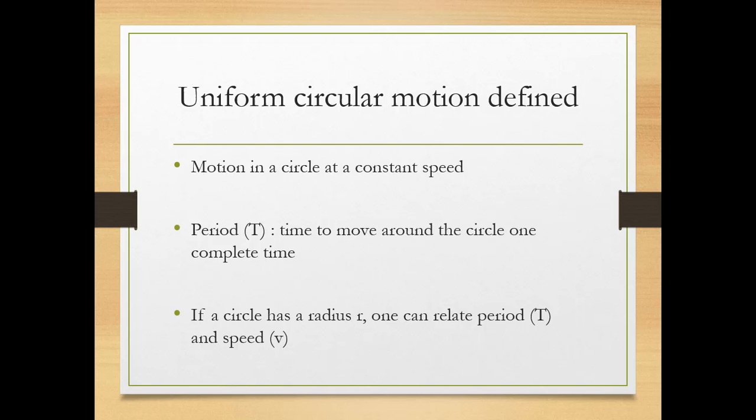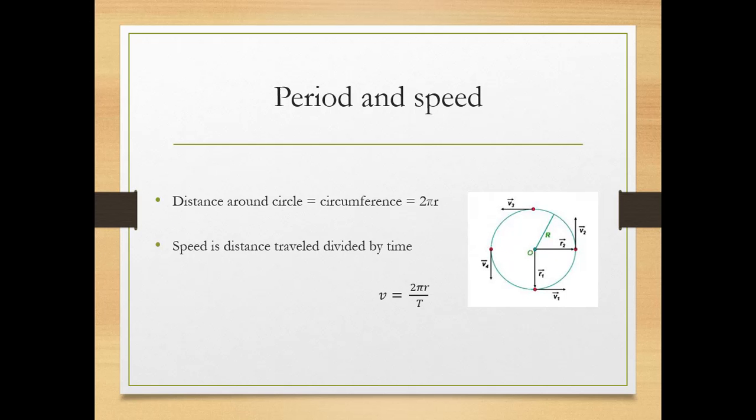If we know the radius of the circle, r, we can relate the period T to the speed of the object in the circle. So how do period and speed relate to one another? The first thing to think about is, what is the distance around the circle? If period is the time it takes to get around the circle, we could take the distance of one time around the circle, divide it by the time, and end up with the speed. Well, the distance around a circle is the circumference, and we have a formula to calculate circumference, 2 pi r. So the speed of uniform circular motion is 2 pi r over the period, or circumference divided by the period.